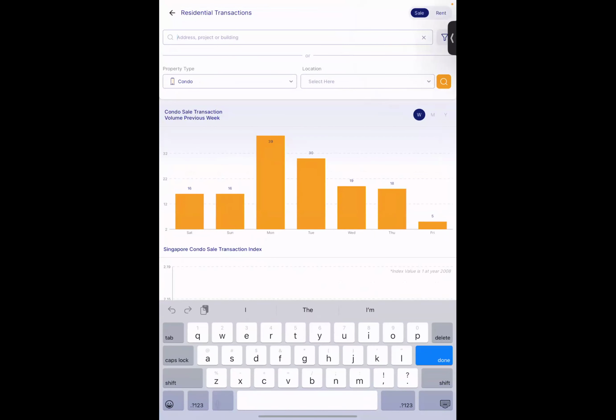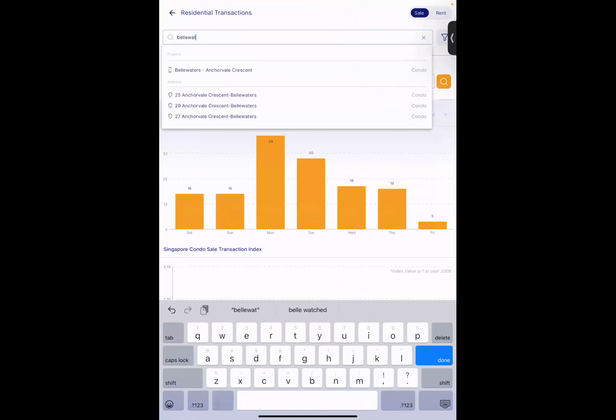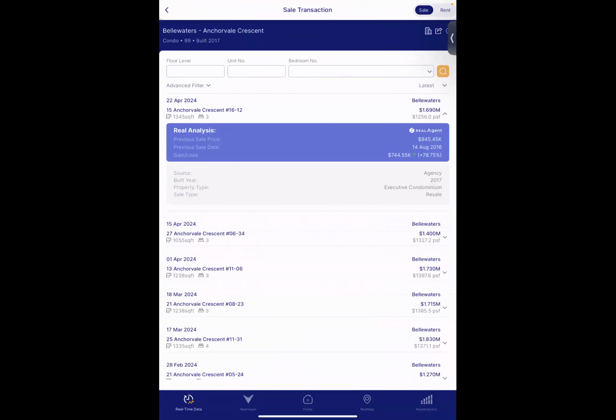The way that you search is very straightforward. Under the search bar, just type in the project name. Once the drop-down menu shows, you just click on the project itself. When you click in, you can see here, Bellwater. The latest transaction I have was around 2 weeks ago, 22nd April, block 15, unit number 16-12 for $1.69 million. Square feet 1345, 3-bedroom, PSF is 1256. This one is an EC resale. Year was in 2017.